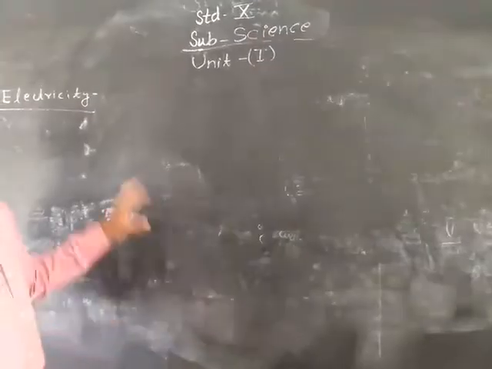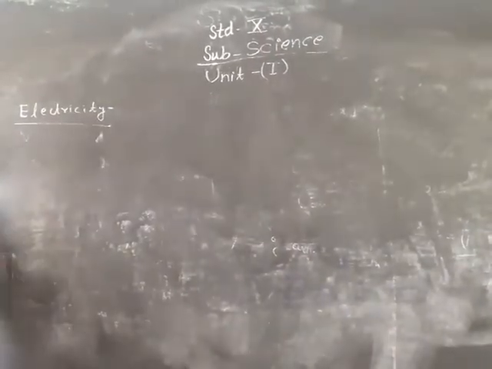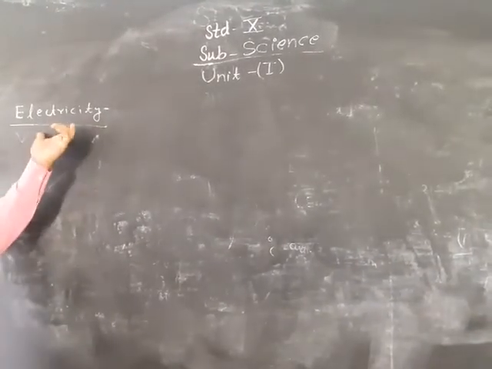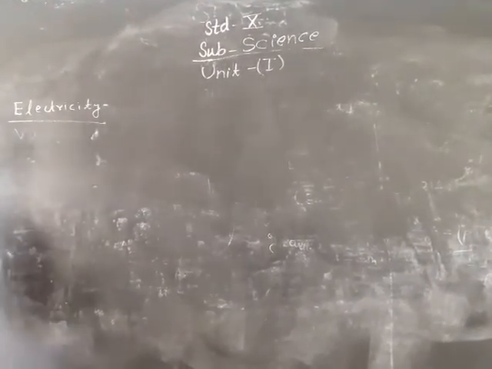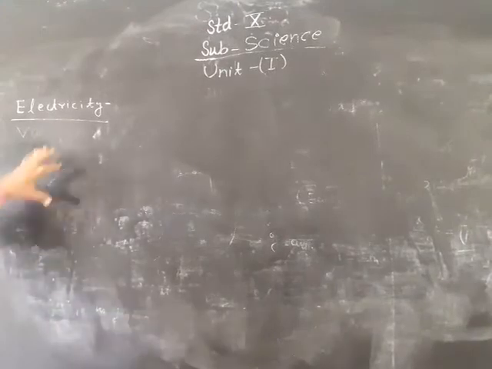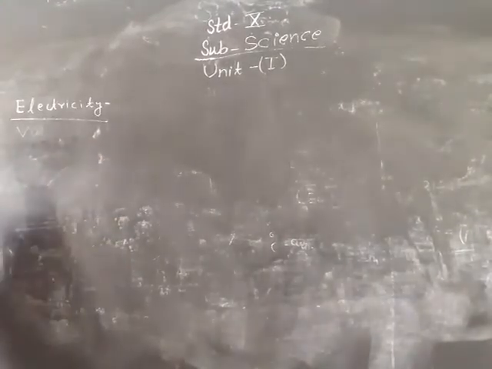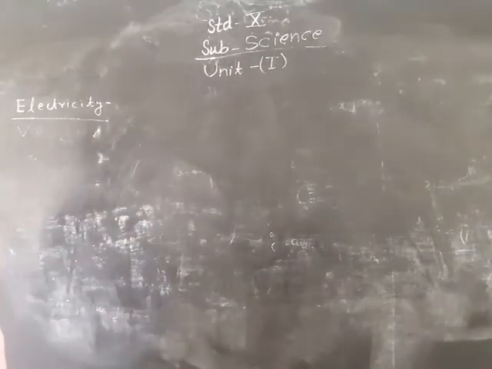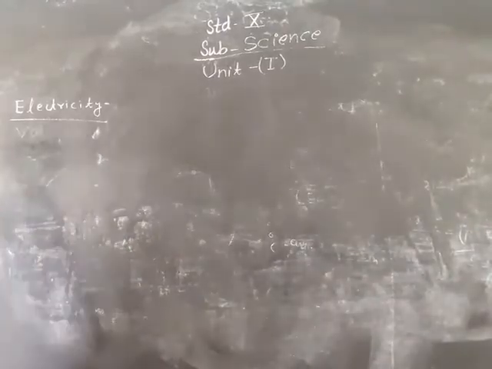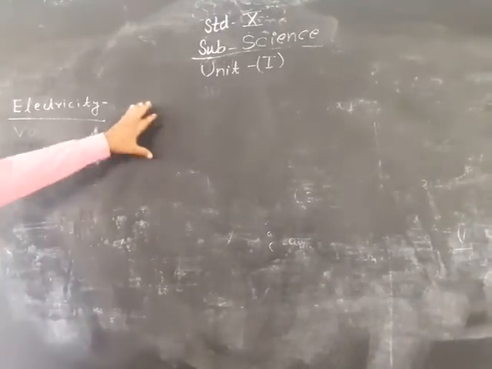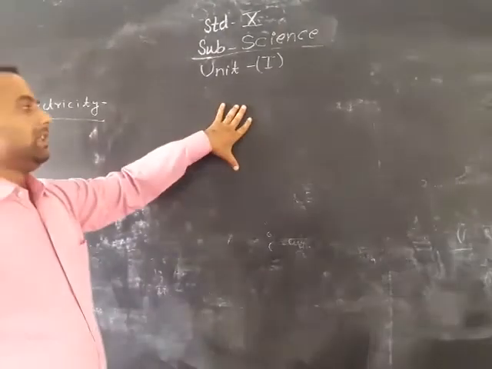Now we are discussing the topic of electricity, unit number one. In the previous lecture, we discussed the basics about charges. What is the basic unit of charge? What are the types of charges? How many types of charges exist in nature? And we also learned about various phenomena in the previous lecture.